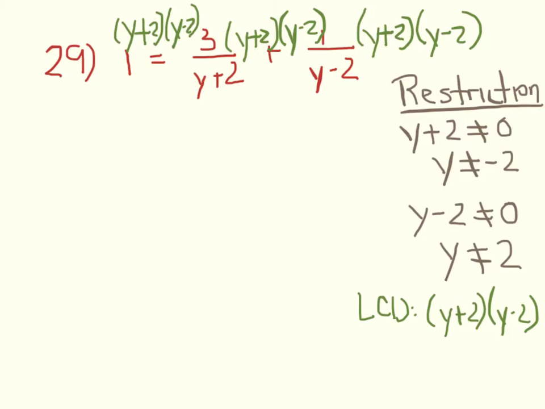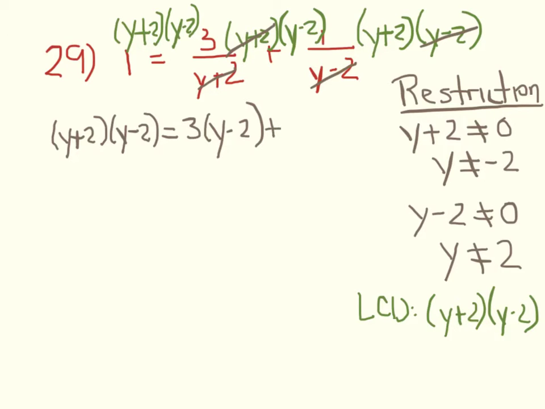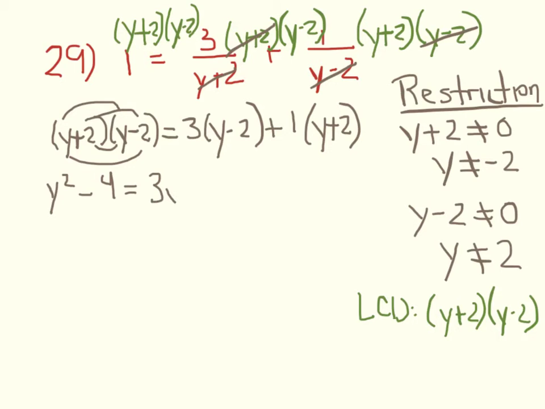On the left-hand side, I have 1 times y plus 2 times the quantity y minus 2, is equal to. Now notice the y plus 2's will reduce, so I'm left with 3 times the quantity y minus 2. And in the second expression, the y minus 2 will reduce, so it's plus 1 times the quantity y plus 2. Now I'm going to solve this equation. First I'm going to distribute. Here I get y squared, plus 2y minus 2y, so that makes it 0, and it's minus 4, because we recognize that to be the difference of two squares. And then I have 3y minus 6 plus y plus 2.